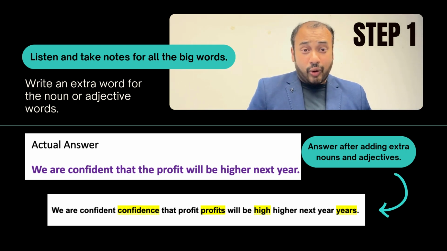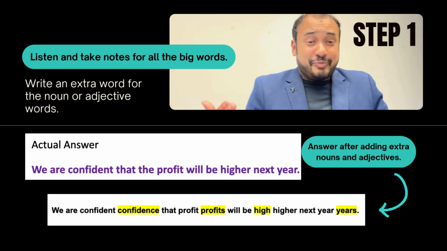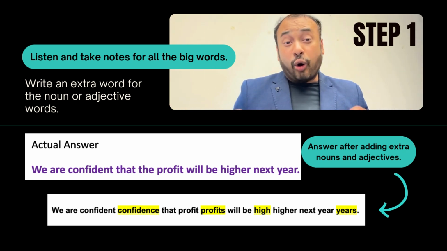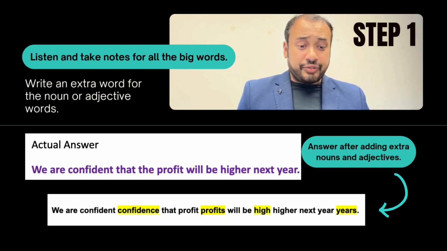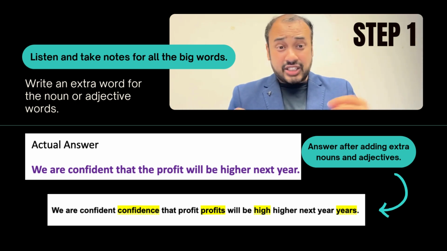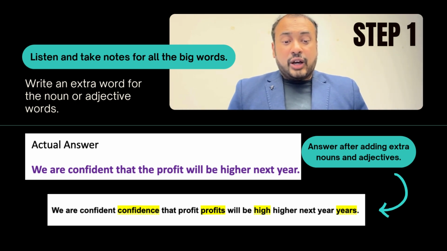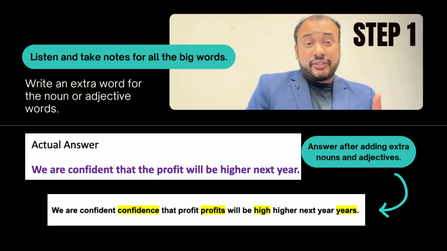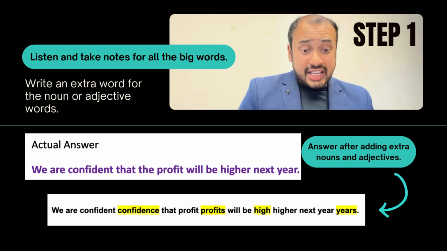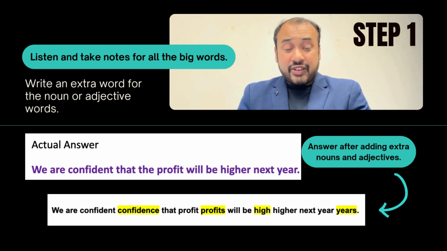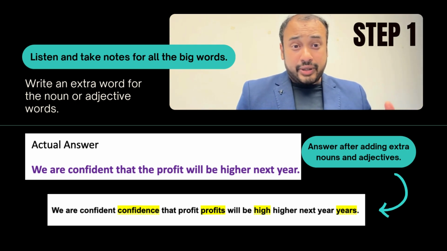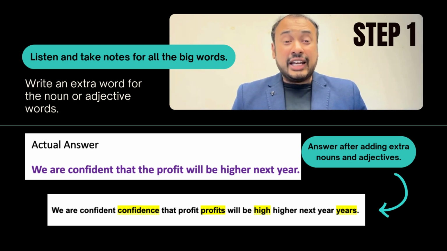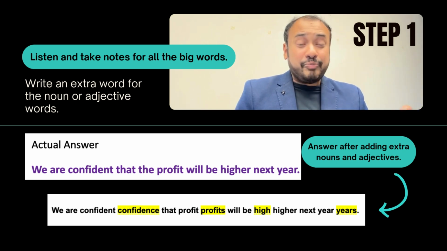Now, step number one is that you take notes, of course. You take your notes, you write all the big words. So here the big words would be confident, we, profit, higher, next year, as much as you can. Now, when you are writing the words down, look for the adjectives or look for the nouns and just double them up. Or any words you feel might be plural, you add them up.